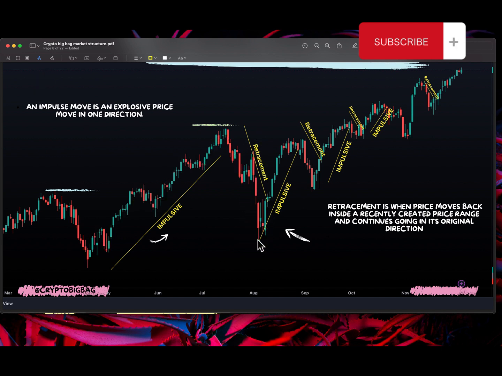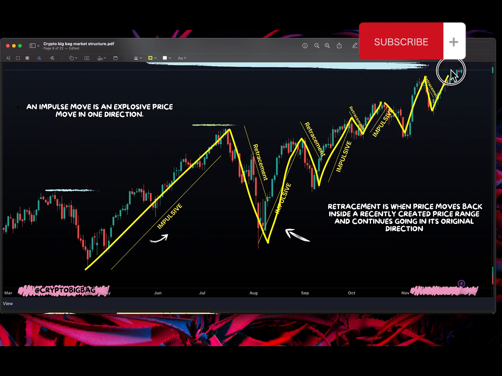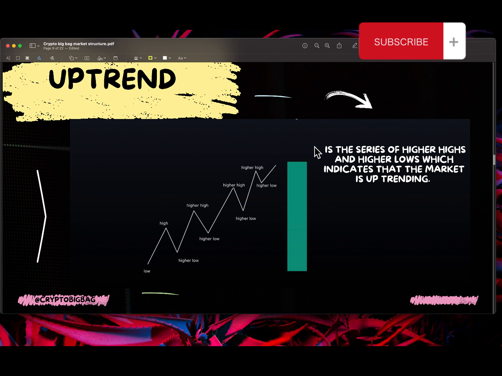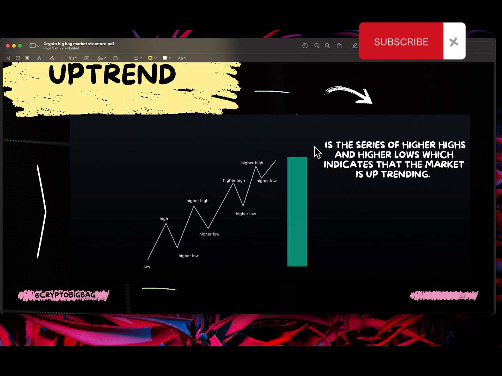But if we want to categorize all of this trend together: impulsive move, retracement, impulsive move, retracement, and so on. So you understand, right? Now, on this slide, I'm going to break down the uptrend. We're going to dive into the uptrend.